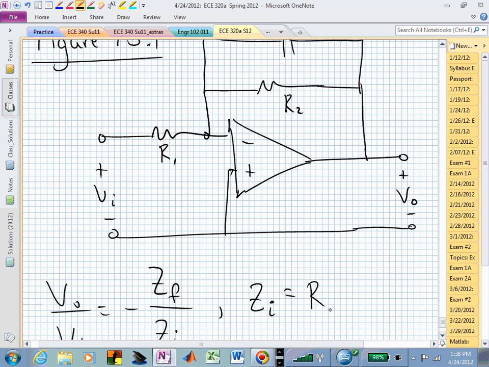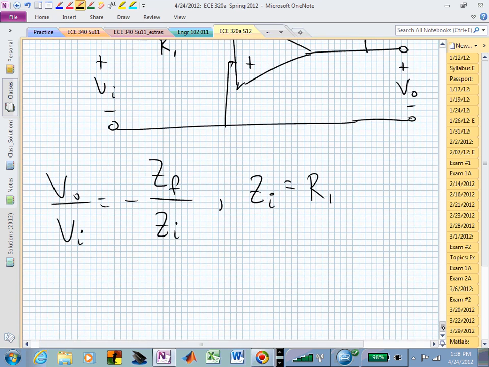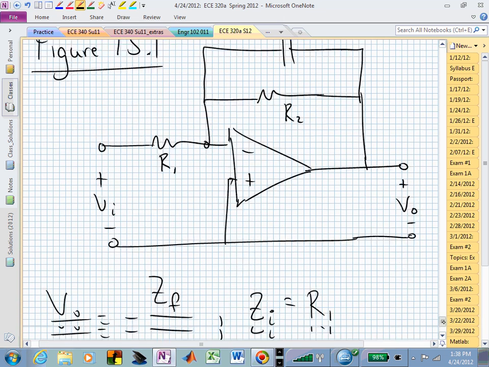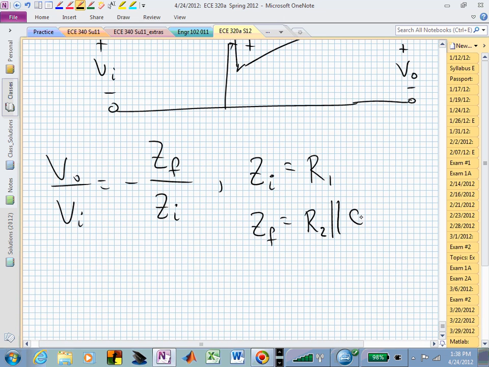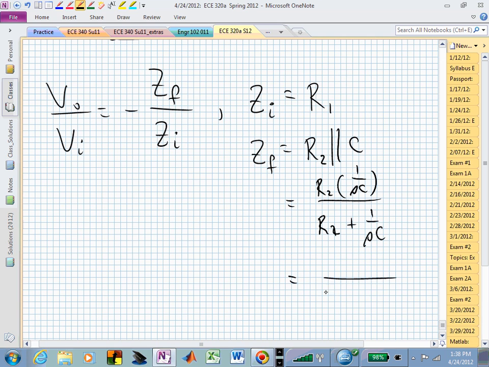That's just R1. The feedback impedance is whatever I called that resistor, R sub 2 in parallel with C. And we're dealing now in the S domain to get our transfer function to work with. So now we have R2 times 1 over SC over R2 plus 1 over SC. And if we clean that up a little bit, we have R sub 2 over S R sub 2 C plus 1. That's Z sub F.